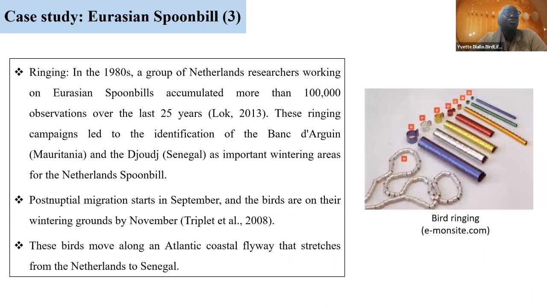The post-nuptial migration starts in September, and the birds are on their wintering ground by November. These birds move along the Atlantic coastal flyway that stretches from the Netherlands to Senegal, referring to the previous video.